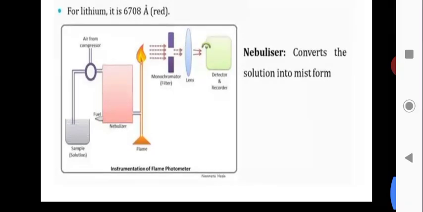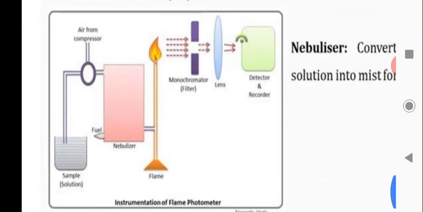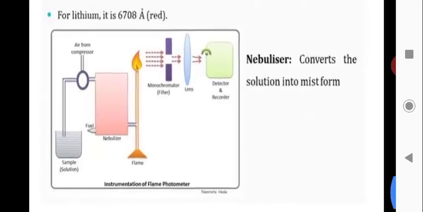See here, this is the instrument for the flame photometer. Here we have the sample and air from the compressor, which is compressed and fed to the nebulizer. The nebulizer sprays it to the flame, and from the spray the monochromator filter filters it out and it is passed to the lens, and from the lens it is fed to the detector and recorder. So the nebulizer converts the solution into mist form.